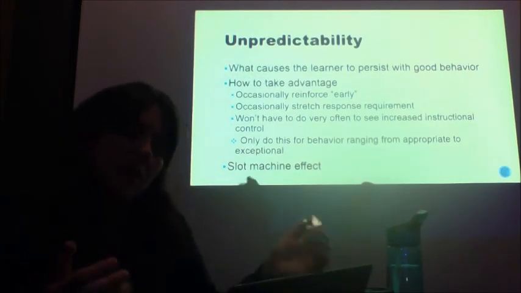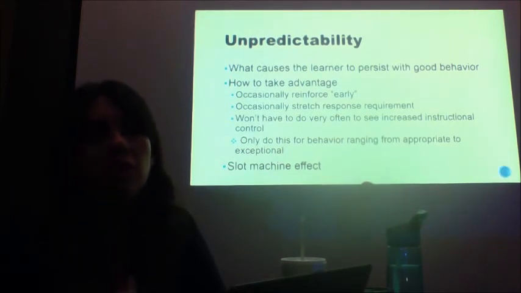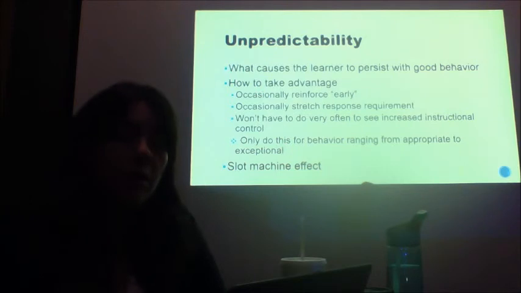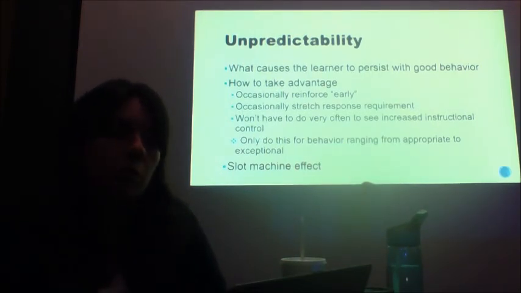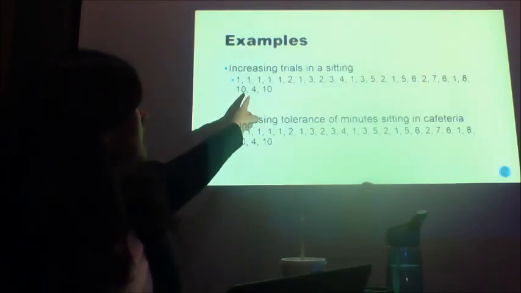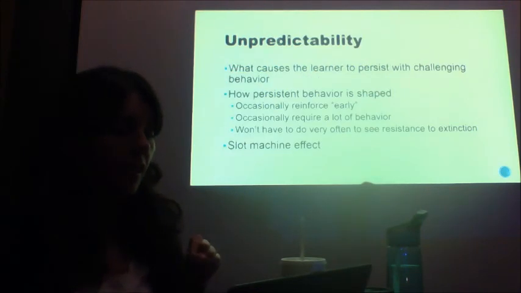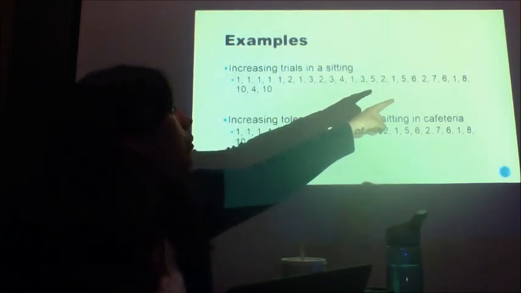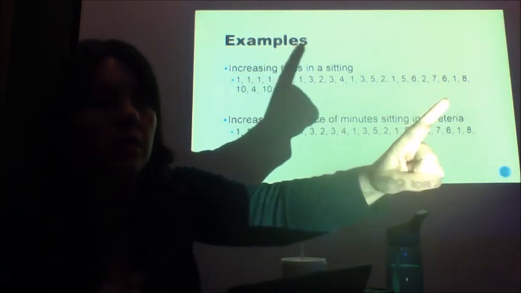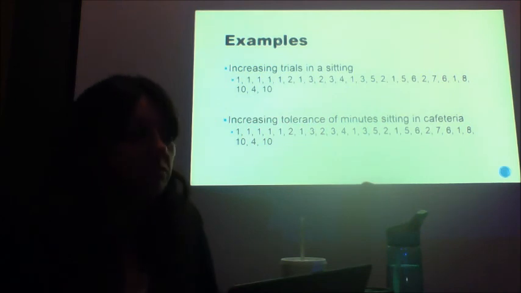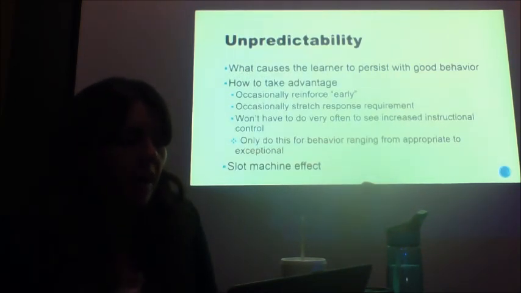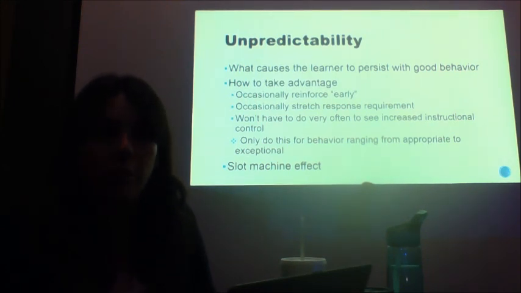So all we have to do is flip it. It's the same schedule that causes a learner to persist with good behavior. So this is how we take advantage of the same mechanism that sometimes causes problem behavior. Occasionally you want to stress the response requirement, like here, we put it all the way to 10. And then occasionally you reinforce early. Even though we were getting all the way up to 6 and 8 over there, we still went back to 1 randomly. And then you see the slot machine effect with good behavior rather than difficult, challenging behavior. And that is schedules of reinforcement. Yay!